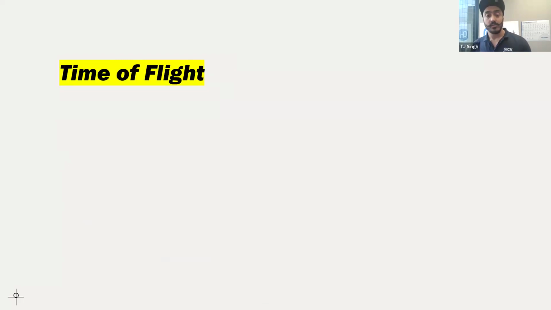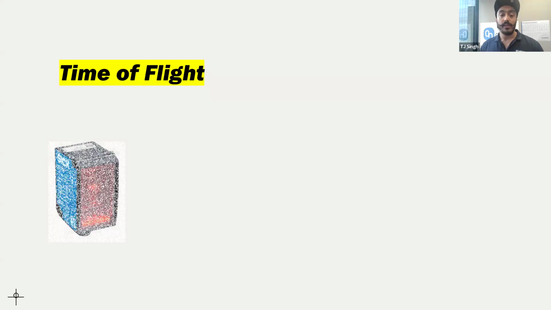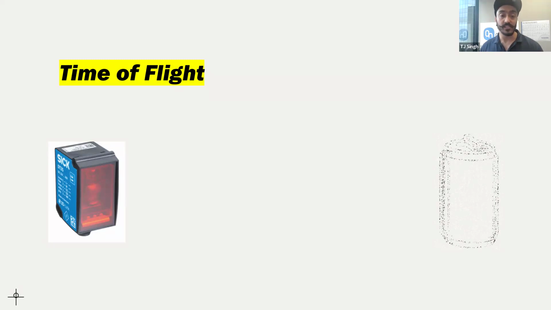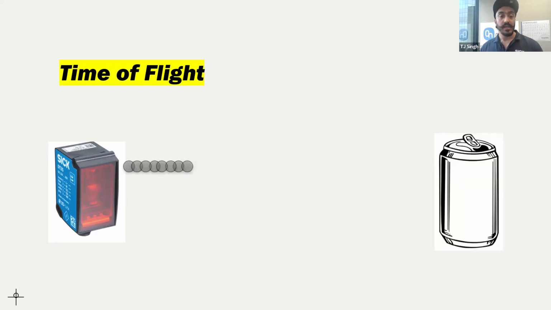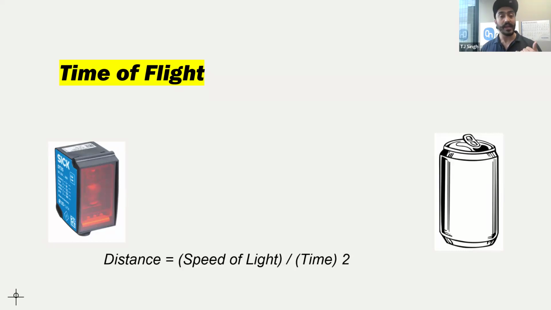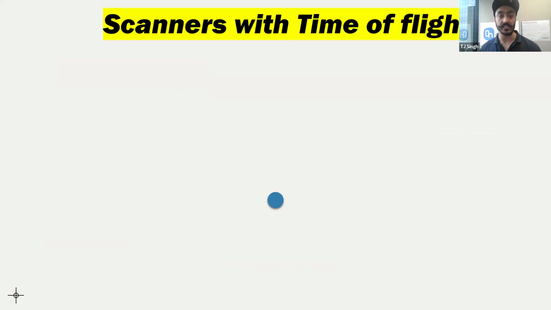So real quick, I just want to show you, if you're not familiar with what safety scanners are. Ultimately, it's a sensor working on time of flight. In time of flight, a sensor sends out a light pulse. The light pulse hits an object and is reflected back by that object. Based on the time it took for the light pulse to go there and come back, and since we know the speed of light, we are able to calculate the distance.